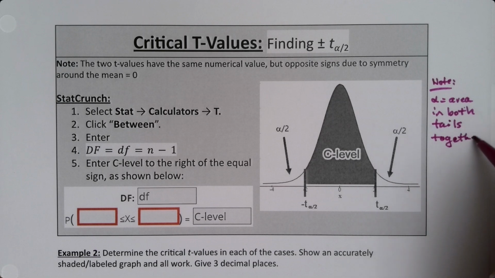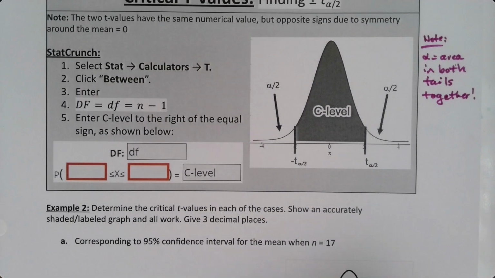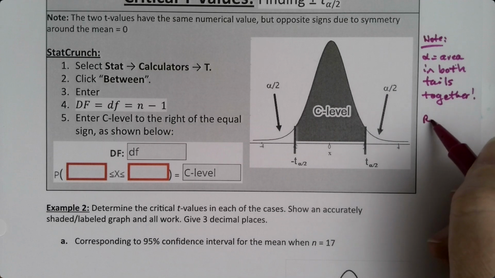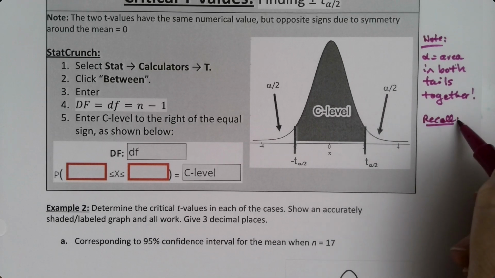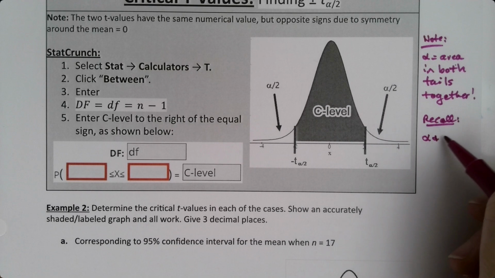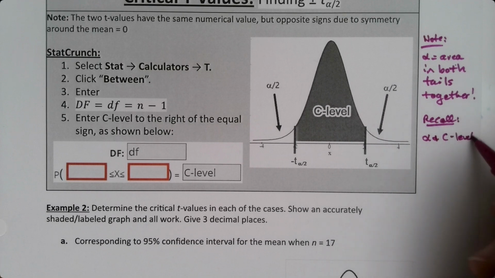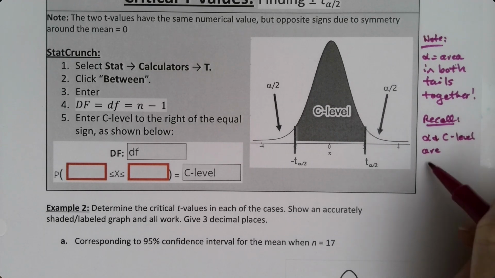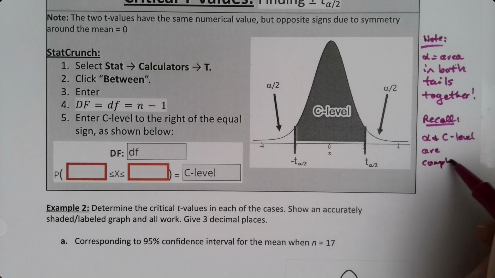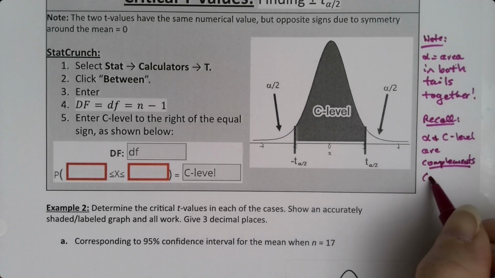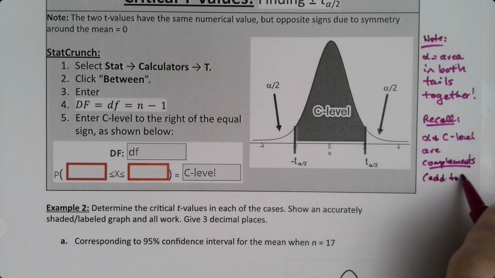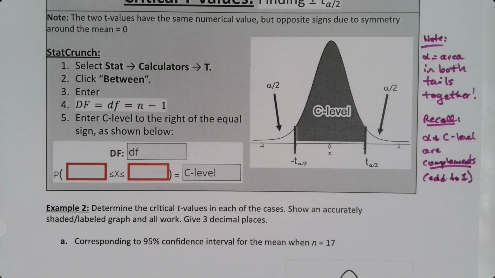Now, don't forget what we learned in section 9.1. That's very key. Recall, alpha and the C level are complements. They add up to 1. That's what complements means.